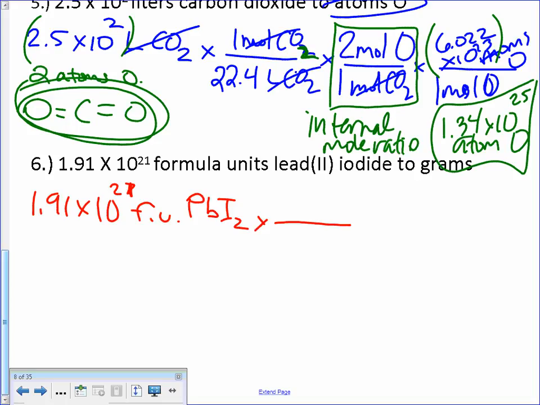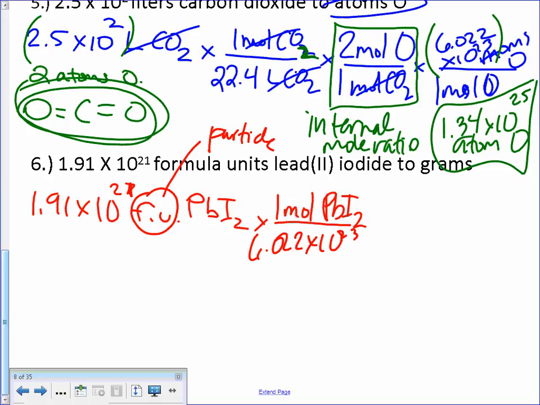Okay? I'm in formula units. I can't go anywhere but where? Moles. Give me the moles. What goes on top? 1 mole goes on top, because I've got to get to moles. Moles has to go on top of lead 2 iodide. And then what goes on bottom? Don't forget, formula units is a special word for particle. 6.022 times 10 to the 23rd formula units of lead 2 iodide. Particle means Avogadro's number. So formula units and formula units cancel.